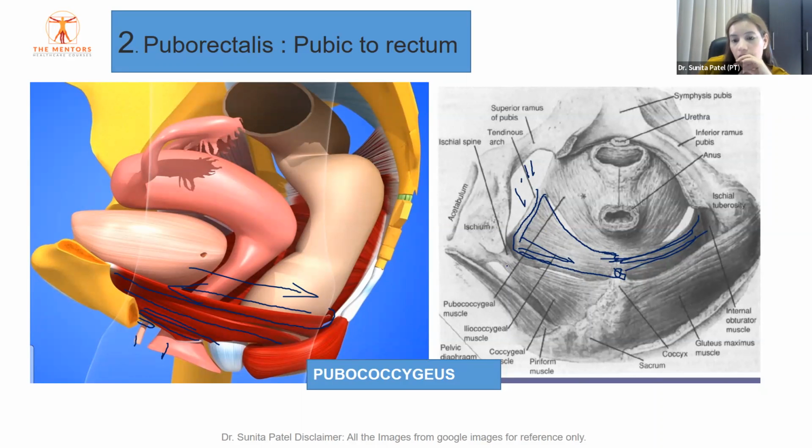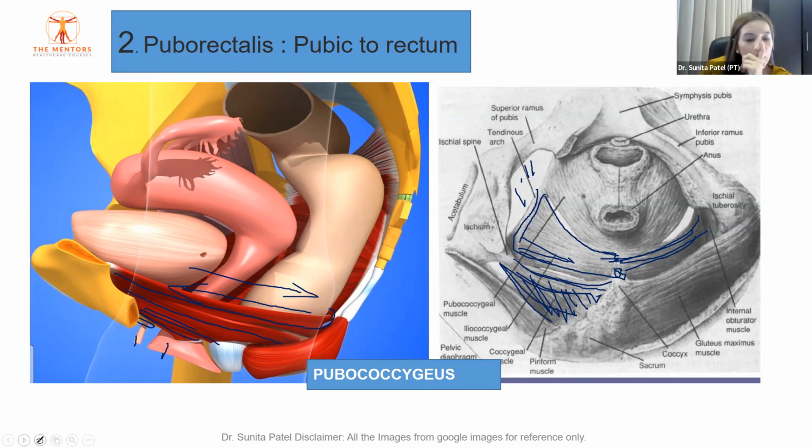And this is the last from the ischial spine. They will come and merge with the tailbone as well as the sacrum. Not the whole sacrum, the maximum part of the sacrum. They will merge into this. So this is the last, the coccygeus muscle. These are the three parts of the pelvic floor.